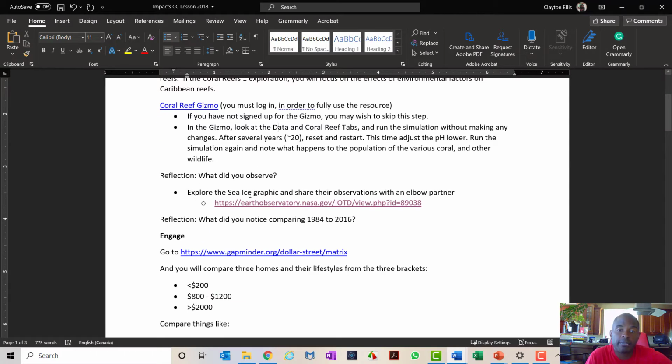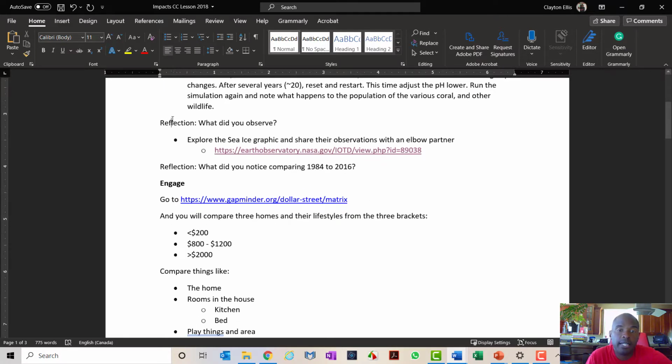Then you have this other graphic. It's a website, and you just move this bar back and forth, comparing the sea ice from 1984 to 2016. Notice I haven't highlighted these in yellow, green, or purple because you're not submitting this as a worksheet. These are all things, however, that you can include in your final product.